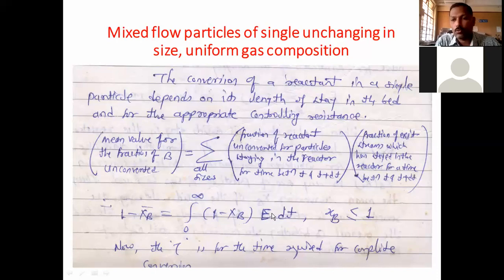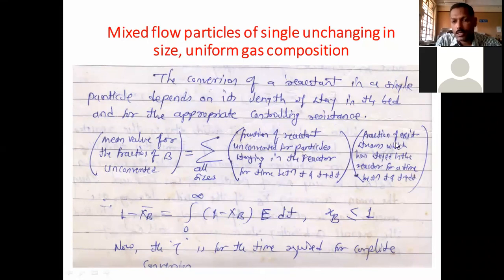This is the exit age distribution E. Already you have studied this in CRE 1. So the mean value for the fraction of B unconverted, 1 minus xB bar, is equal to the summation over all sizes, from 0 to infinite size, of 1 minus xB. This is the fraction of reactant unconverted for a single particle, 1 minus xB, and E dt.